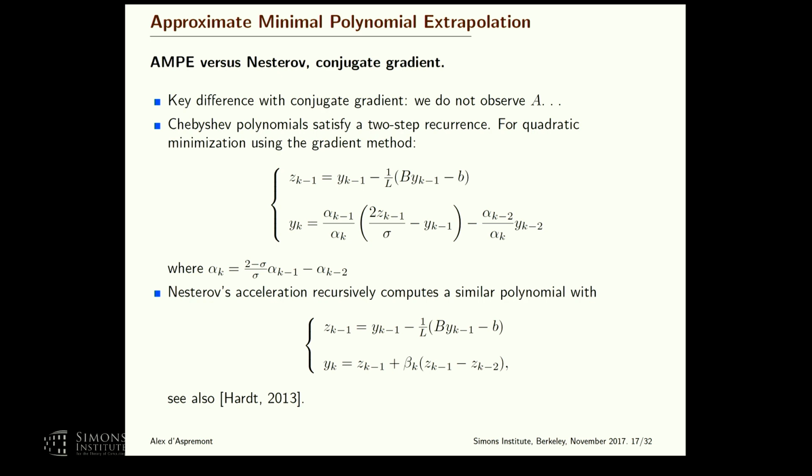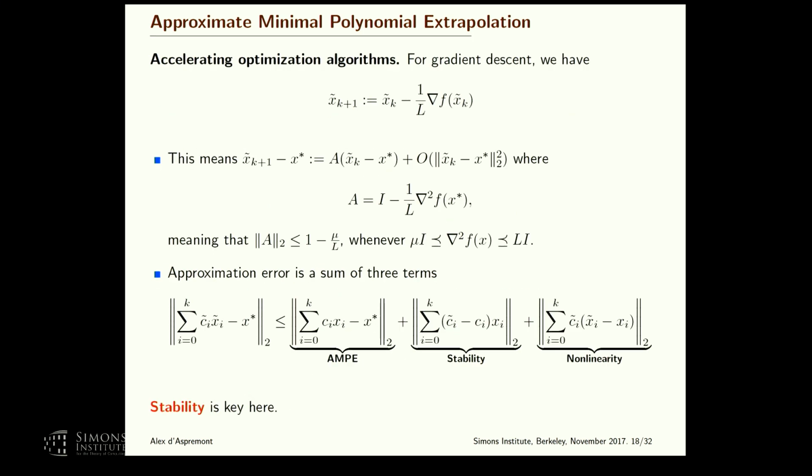So this is what the recurrence looks like. And you can compare that with the two-step recurrence you run when you run Nesterov's method, and they look very similar, okay? And there are more details in this paper by Moritz Hardt recently. Okay, so you can look at Nesterov's method as doing a sort of closed form version of the Chebyshev argument I just detailed. Okay, so now the question is, can we do this for generic optimization problems?